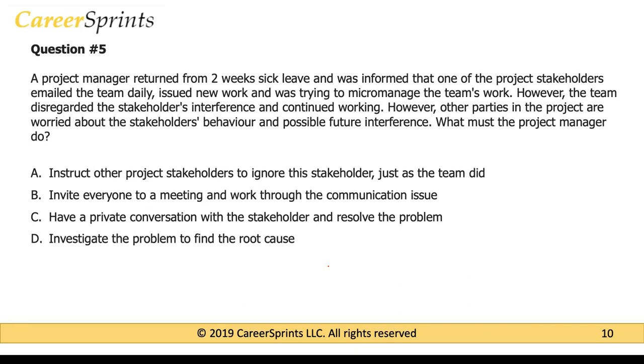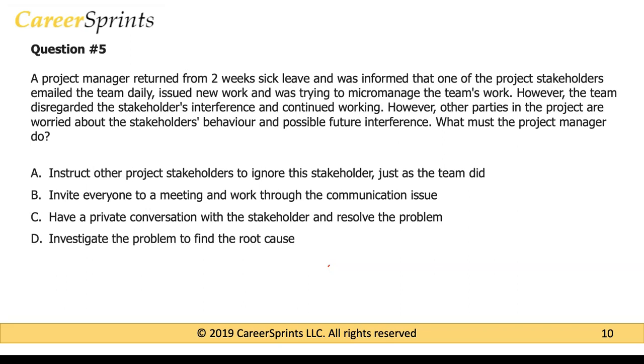Option A, instruct other project stakeholders to ignore the stakeholder just as the team did. Option B, invite everyone to a meeting and work through the communication issue. Option C, have a private conversation with the stakeholder and resolve the problem. Option D, investigate the problem to find the root cause. So take a couple of seconds, pause the video, and think about the answer.